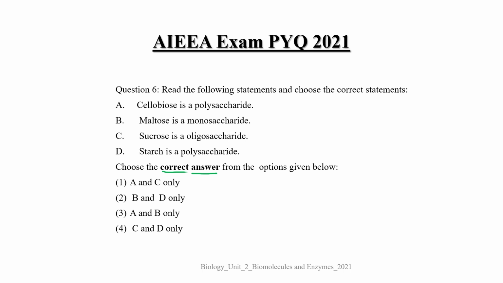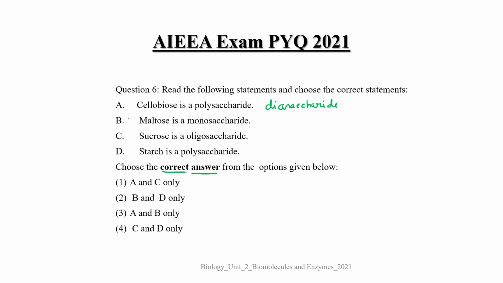Okay, now let's discuss. So cellulose is a polysaccharide? No, it is a disaccharide. It is not a polysaccharide. It is made up of 2 units of glucose, which are linked by a beta 1,4 glycosidic bond.